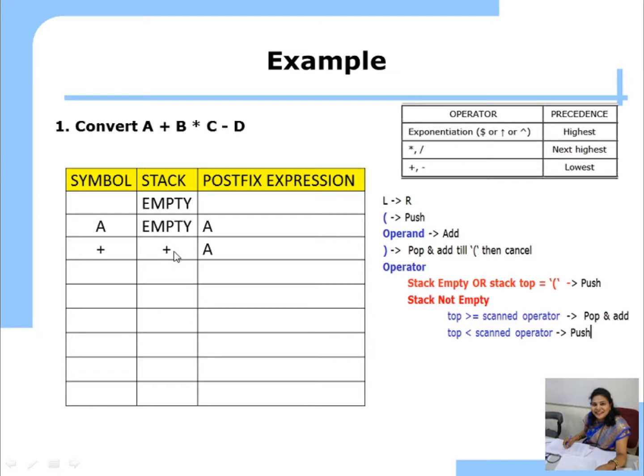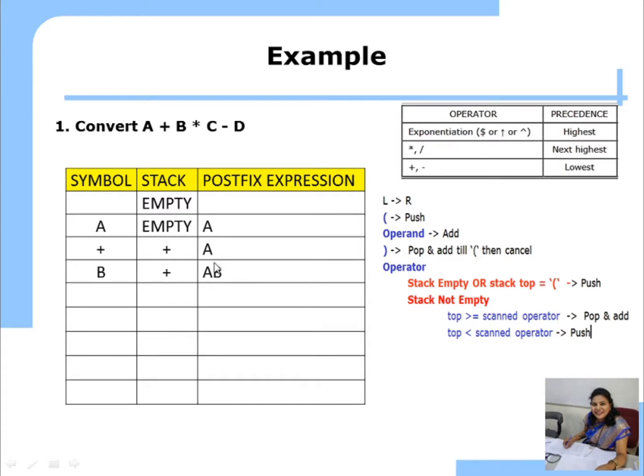So what is present at the top of the stack? It is plus only, because there is only one item in the stack. After plus there is what? B. So B is an operand. So add. Since we are converting infix into postfix, post means after. So we are adding the B. As B is an operand, we perform the add operation. So we are adding the B after A. So the output string becomes AB and plus is present in the stack. The stack will remain unchanged because we have scanned an operand. Okay.